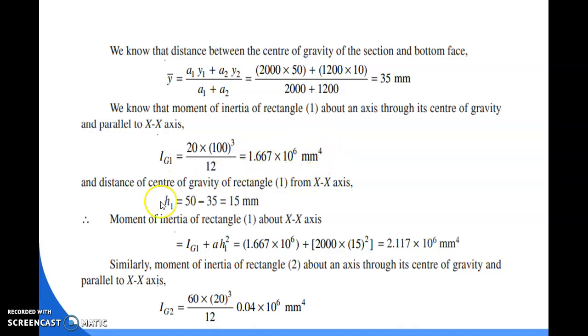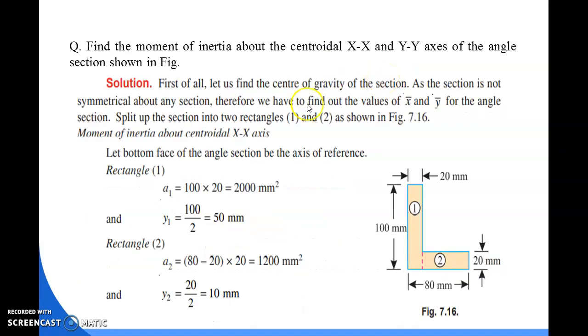Now the value of h is equal to 50 minus 35, that is the difference of y bar and y1.